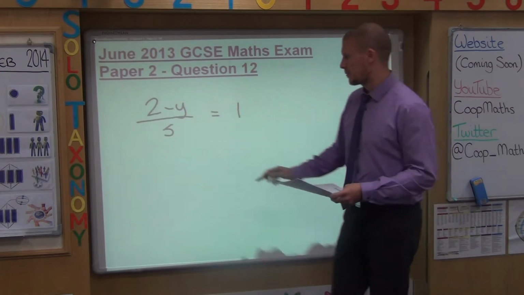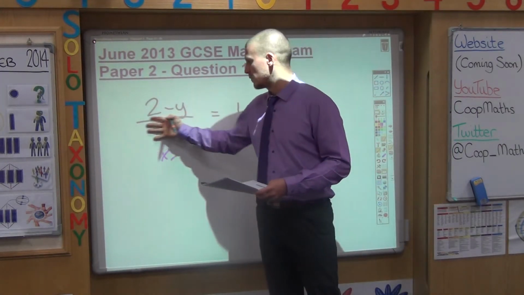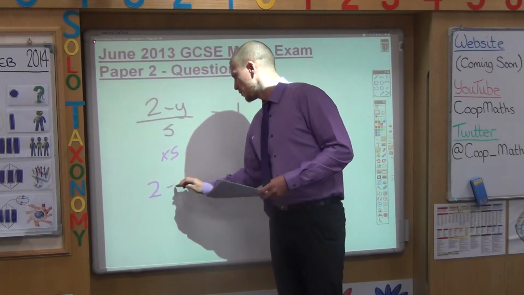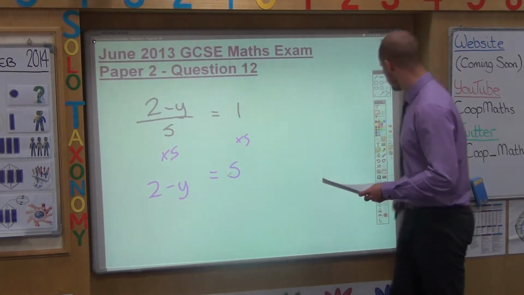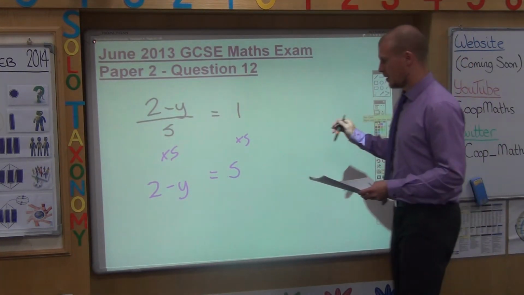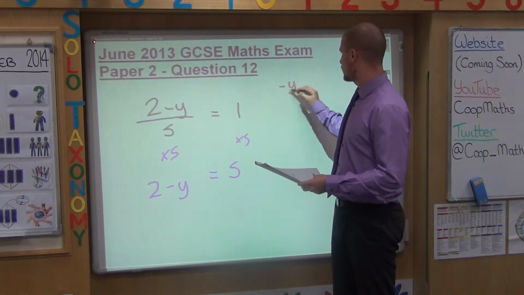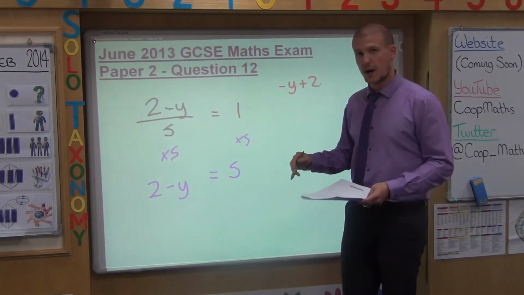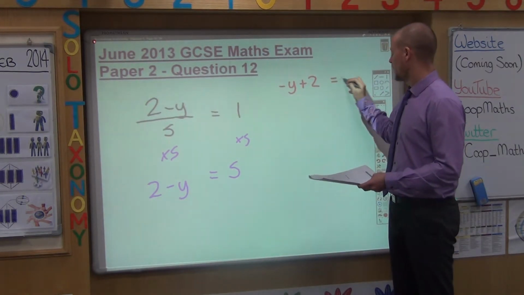To get rid of a divide by 5, we multiply by 5. And that will get rid of this fraction, leaving you with 2 take away y. On this side you then get 5. To make it a little clearer about what's going on here, I'm going to rewrite it like this. 2 take away y is the same as having a negative y, or take away y, plus 2.